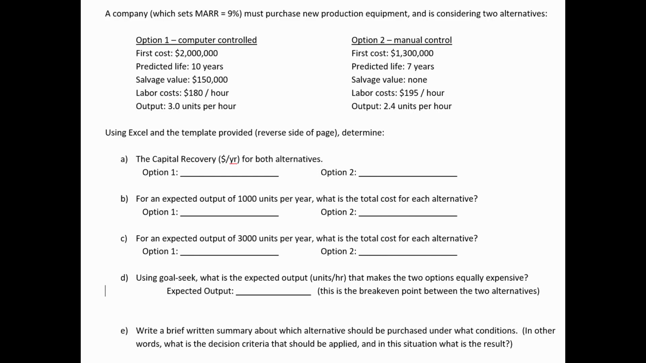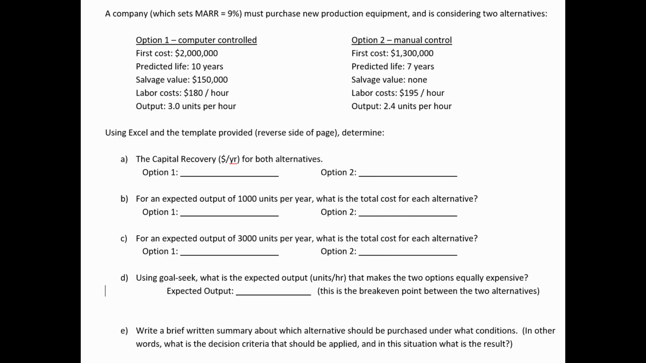Okay, a company is either going to have equipment that's computer controlled or controlled manually. The computer controlled equipment is more expensive as a first cost, $2 million. It's going to last for 7 years. We see it has a salvage value, certain labor costs, an output, meaning the number of units per hour it can make.